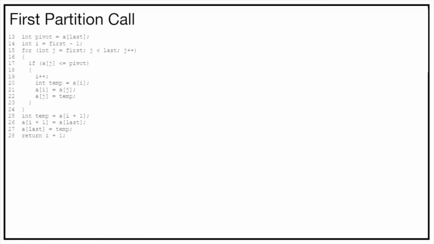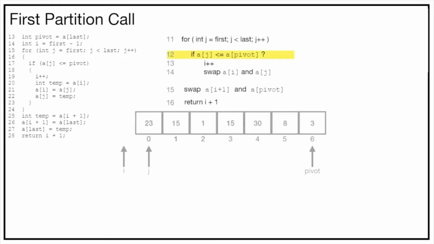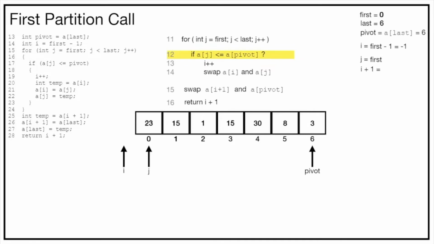Here we have a demonstration of our first partition call. We have the actual code here, pseudocode, and the array that we'll be using, and also our variables. The first step in partitioning our array is picking a pivot element. There are multiple ways of picking a pivot, but for this implementation, we're choosing the final element in our array. In this particular case, element 6 is our pivot.